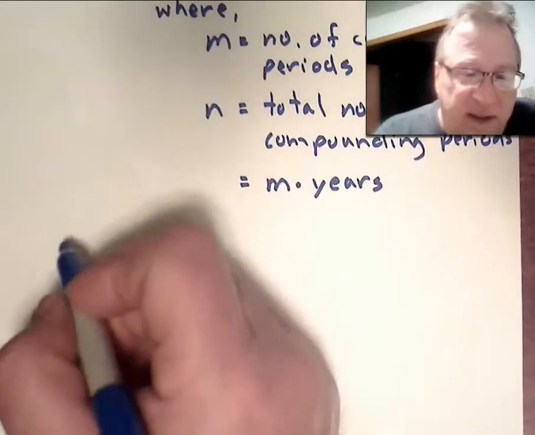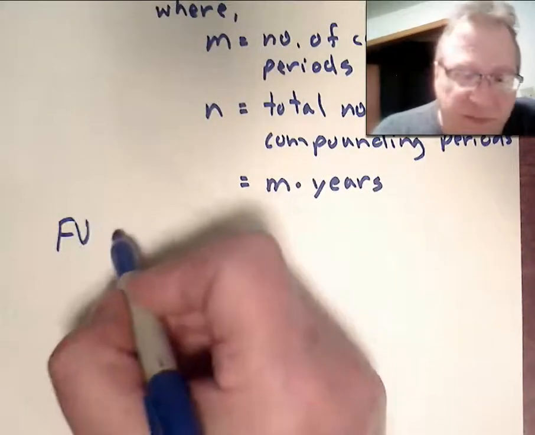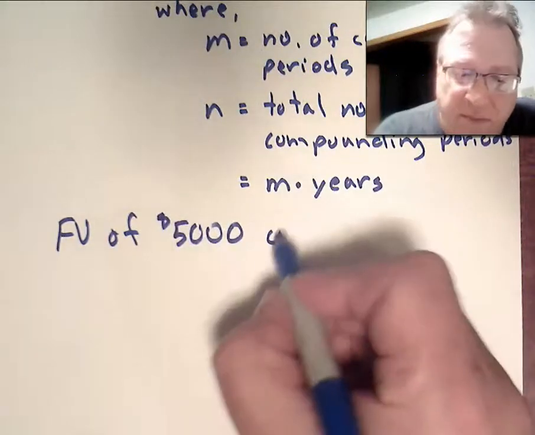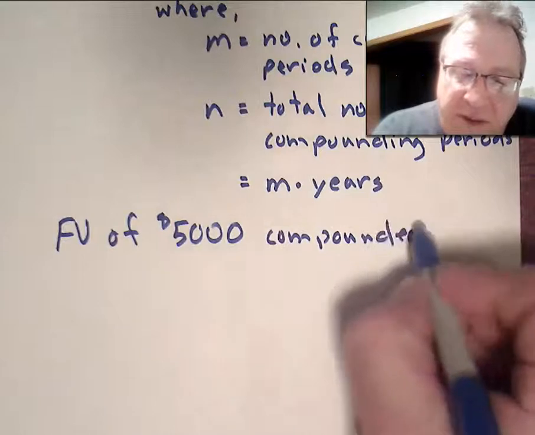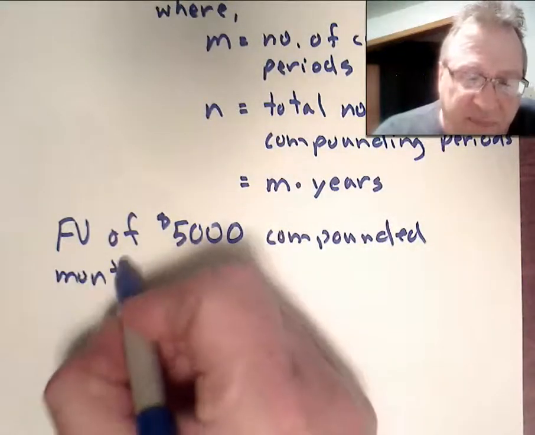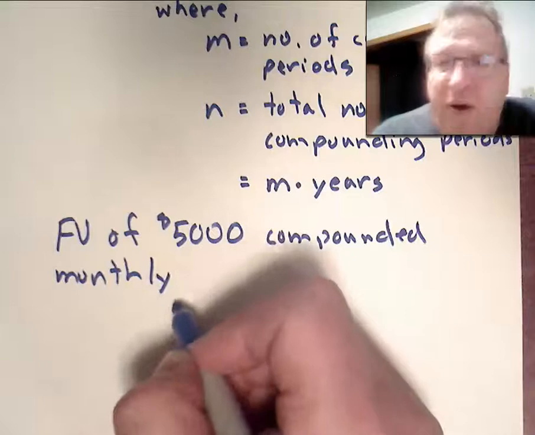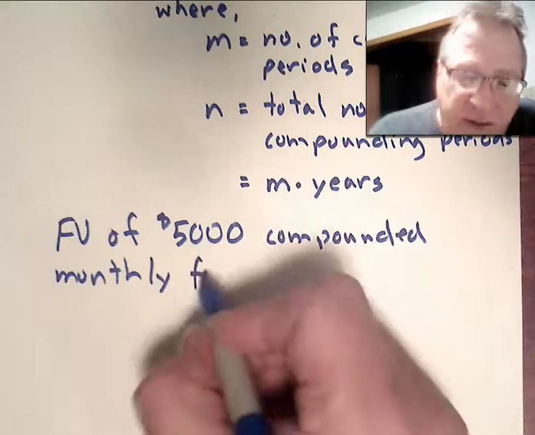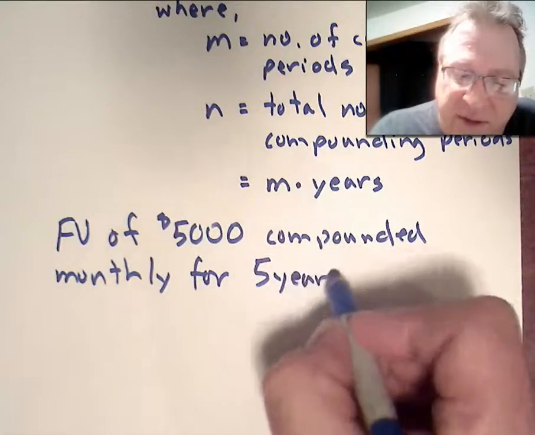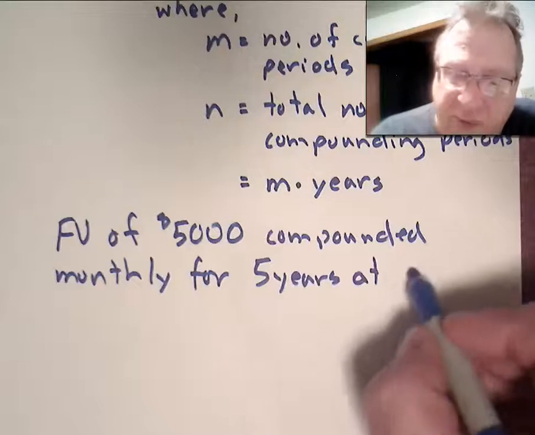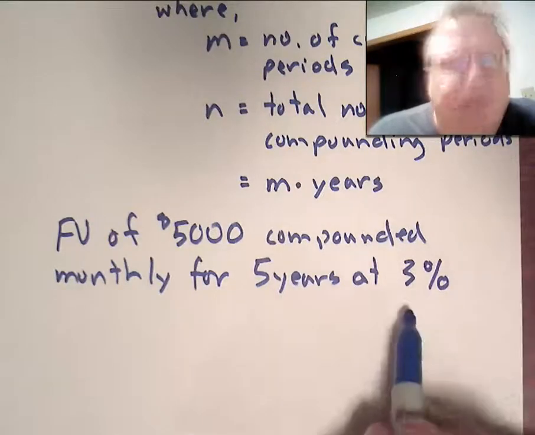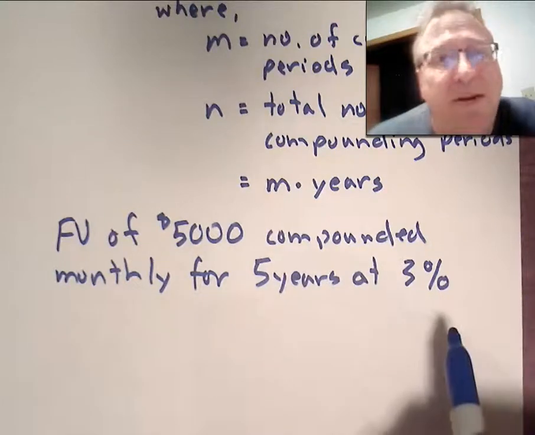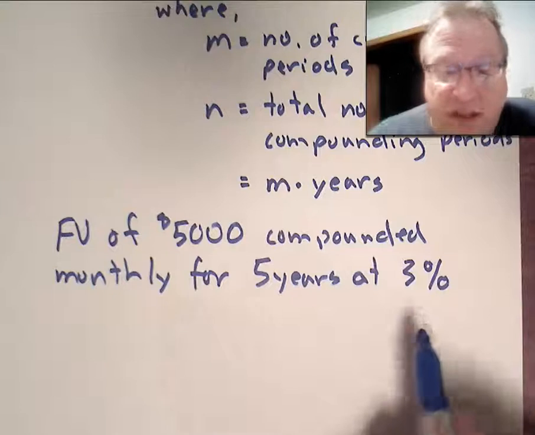Let's find the future value of $5,000 compounded monthly, as I saw in one of the mastery exercises. Compounded monthly for 5 years at an annual rate of 3%. When you see a rate written just like that, 3%, 11%, 16%, it always means annual rate. If it means something else, they will say so.